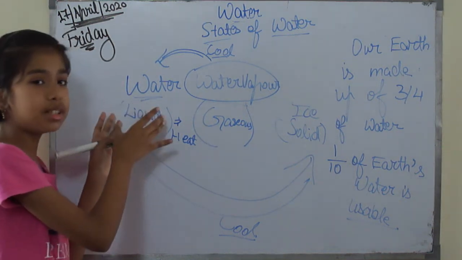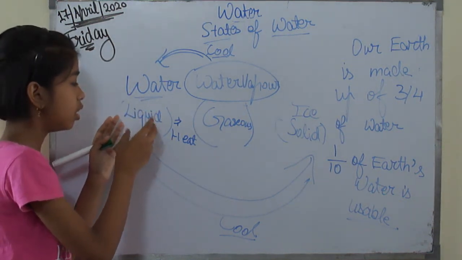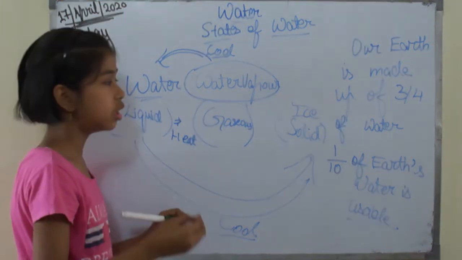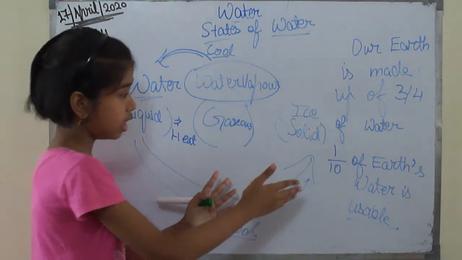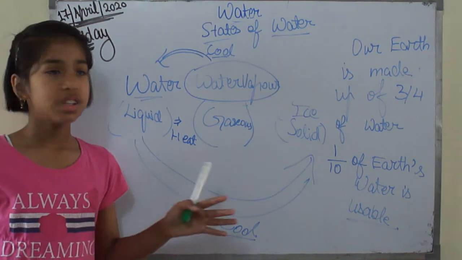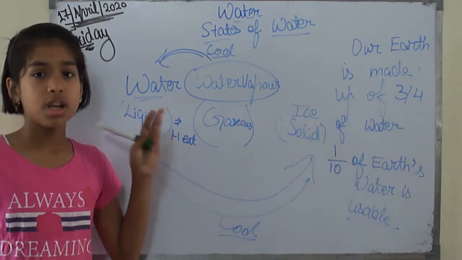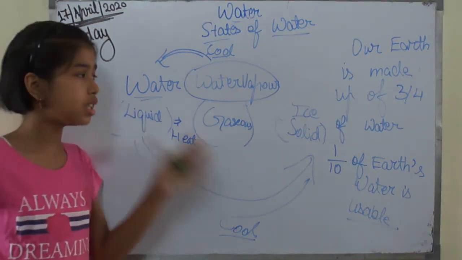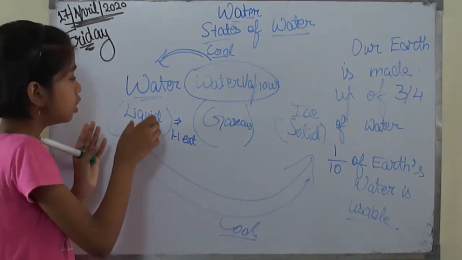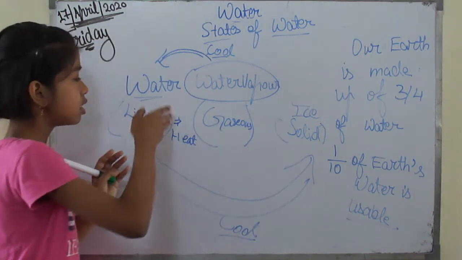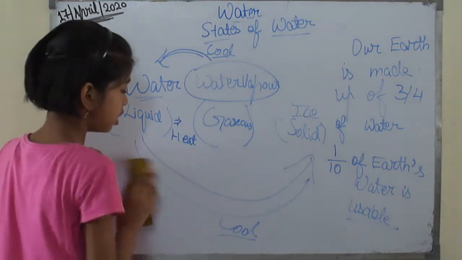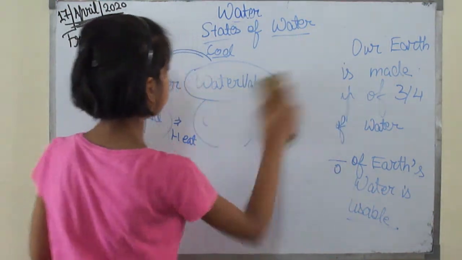Then if I take this liquid form again and cool it, I will get ice, the solid form of water. So that is how we can change it. Now if I ask the question, why does it happen? Why will it not happen that I cool the liquid water and it gets to the gaseous form? Let me explain.